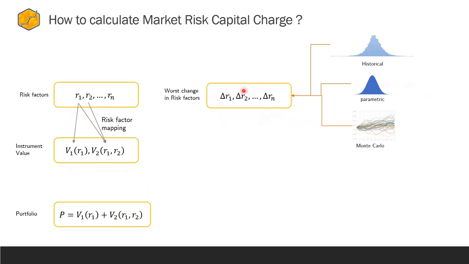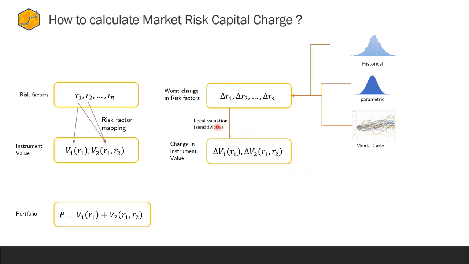So we got the worst change in risk factors. Now we roll up these changes to the instrument level. Delta R1 will trigger a change in V1, that is delta V1. Similarly, delta R1 and delta R2 together will lead to a change in V2, delta V2. How do we estimate this change from risk factor to instrument value?